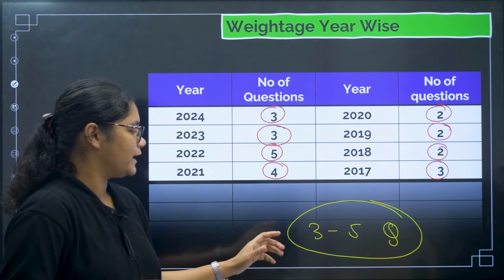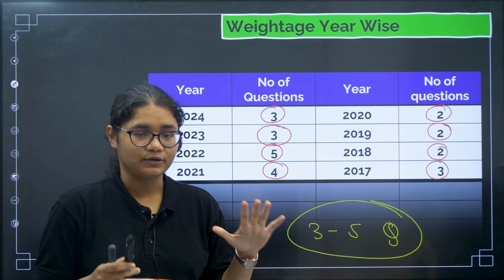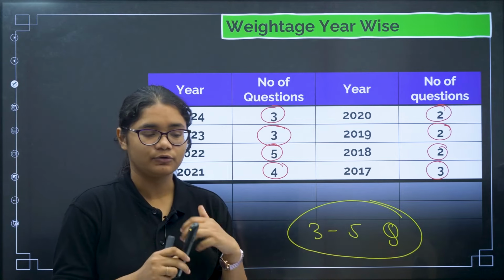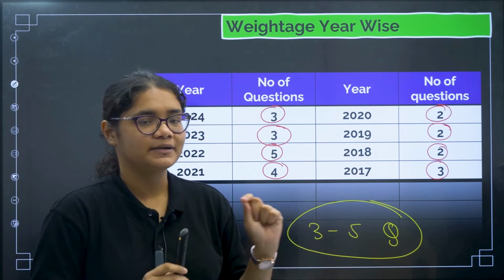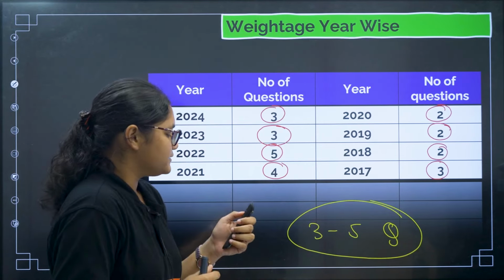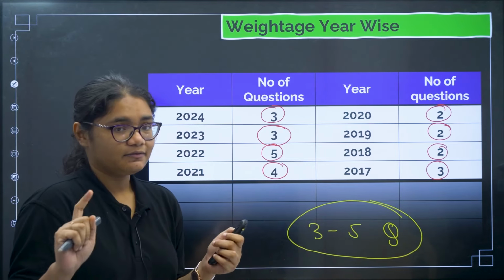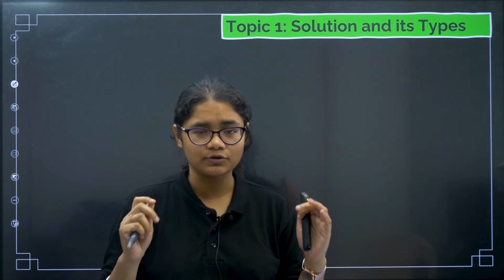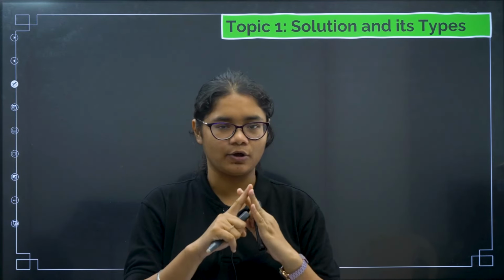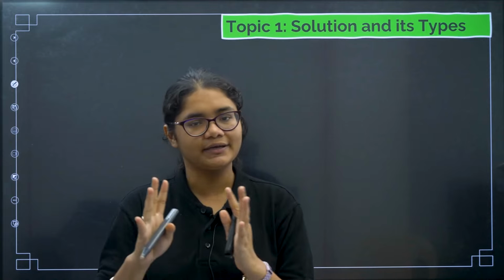To get 3 to 5 marks from one particular topic, you just need to cover it and understand some basic concepts and basic formulas, and then this chapter is easily doable. That is why this chapter is a very high weightage topic. So now let us start with our lecture. I told you today we are going to discuss 3 topics. The first topic is solution and its types.